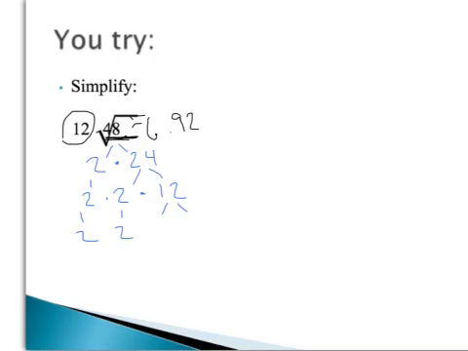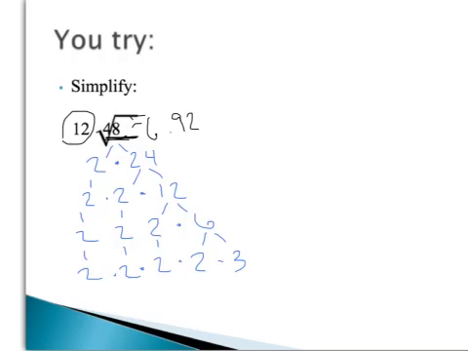12 divided by 2 is 6. So 2 times 6 will give you 12. Can't break down 2. You can break down 6. 6 divided by 2 is 3. So 2 times 3 is 6. And there's all our prime numbers.